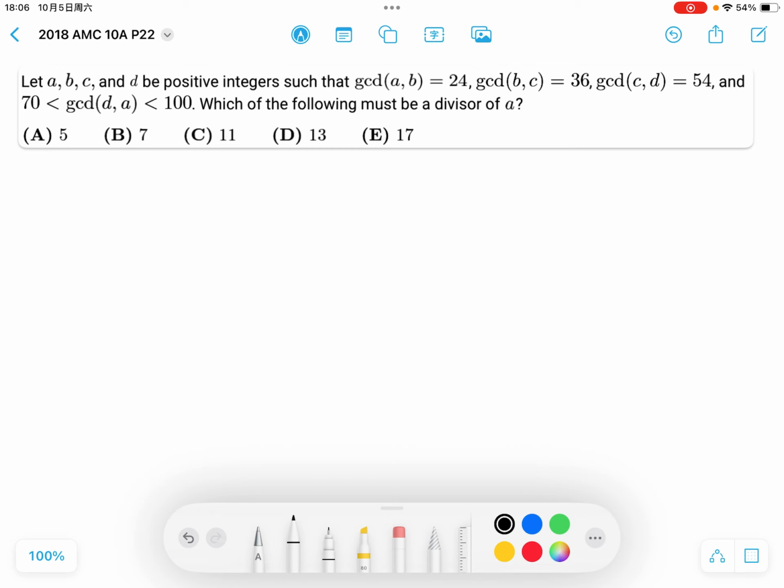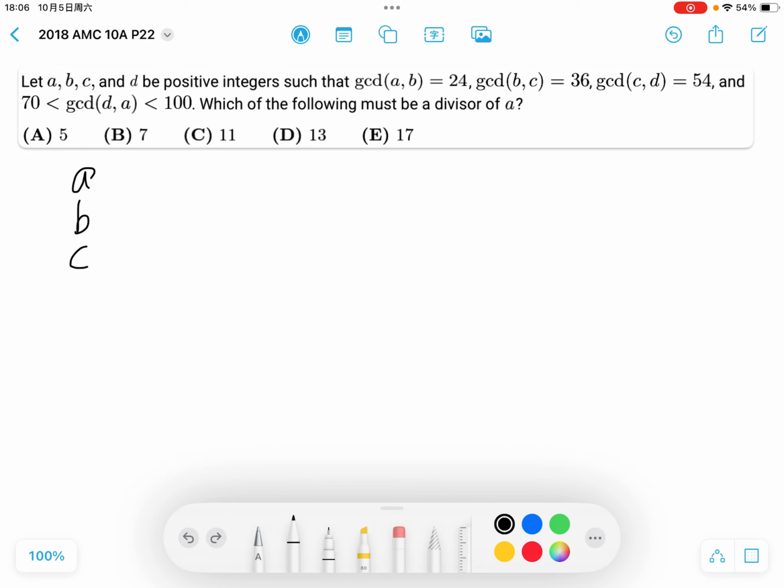So this problem looks kind of simple. Okay, so let's start. Firstly, what clues do the GCD things give us? Because this problem literally is all about GCDs, right? So the GCDs must be really important clues in the problem. So how do we use it to our advantage? Firstly, let's just list out A, B, C, and D.